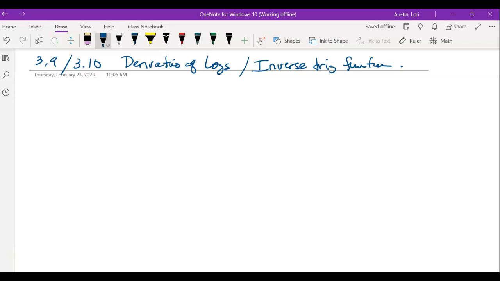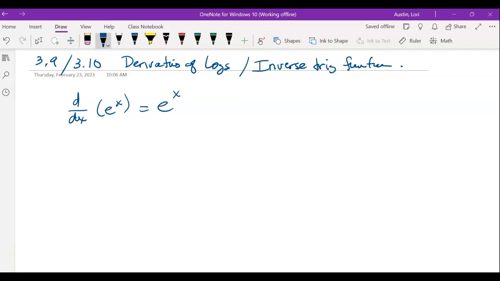Derivatives of logs and inverse trig functions. So here's the good news. You already know... I already gave you that one, right? The question is why?